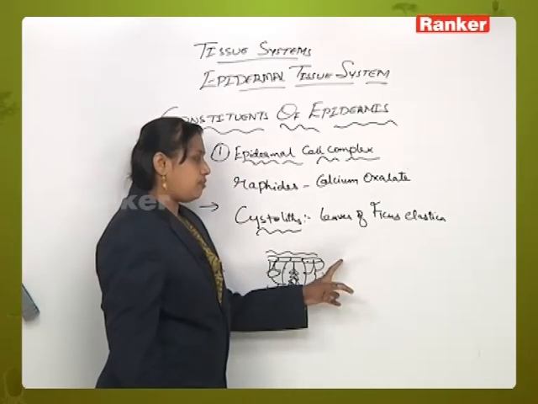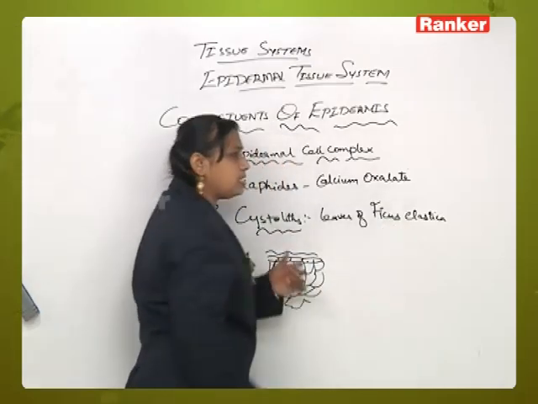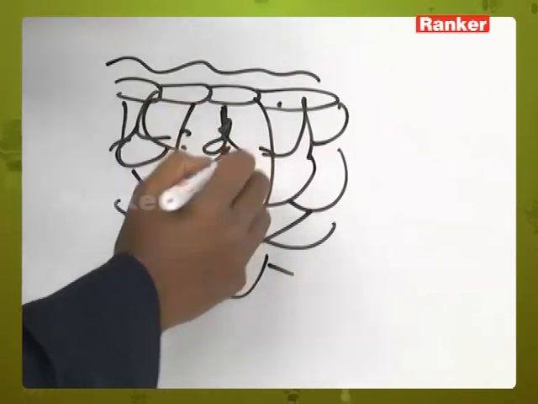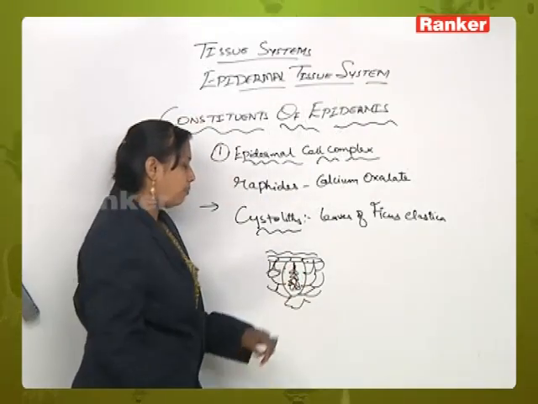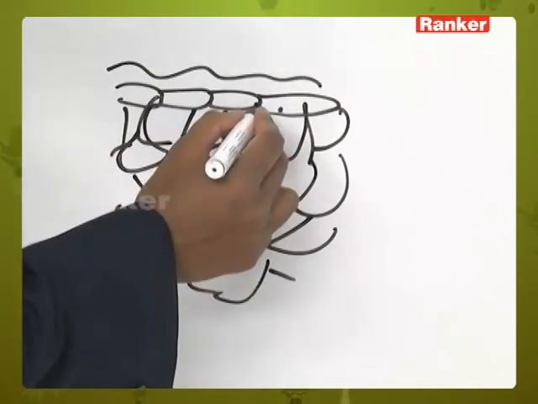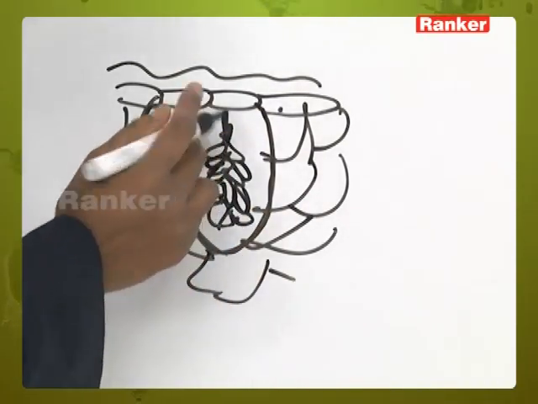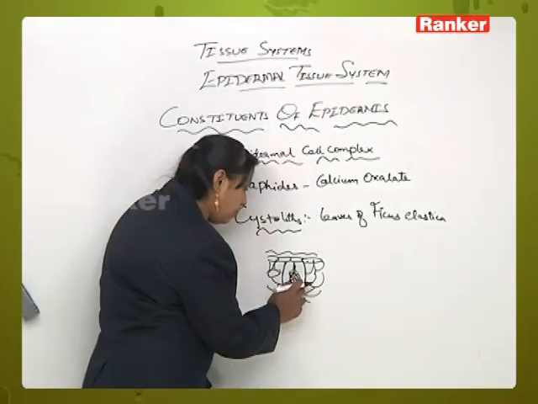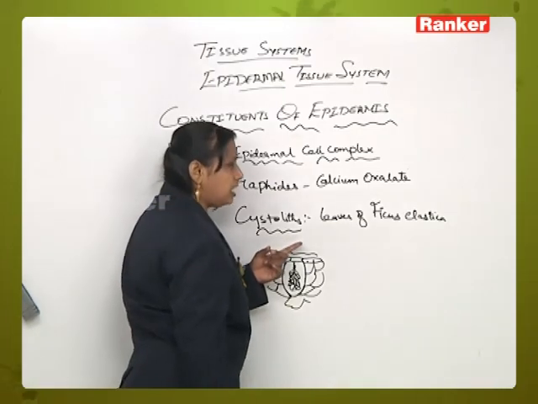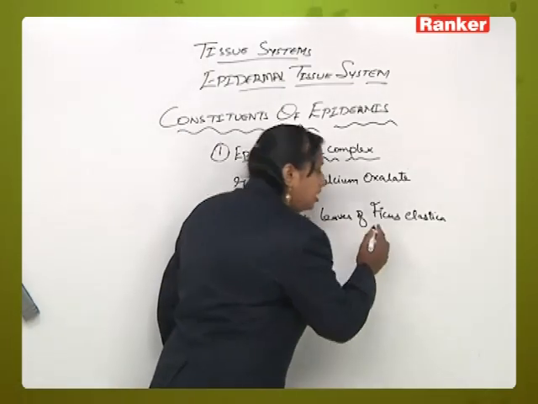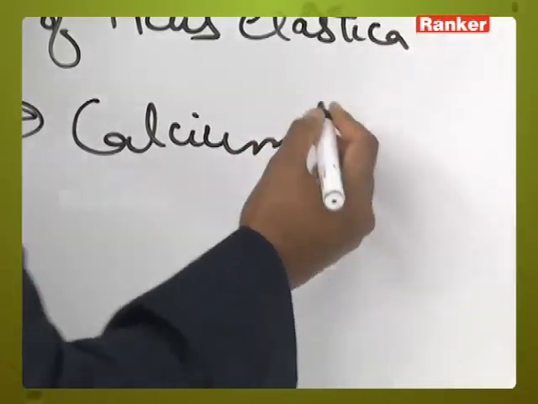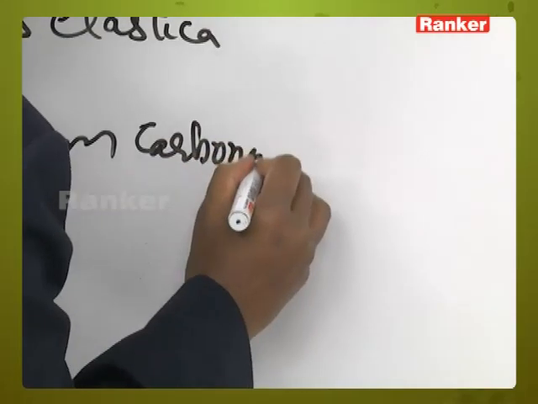For example, in the leaves of Ficus elastica, you will see special epidermal cells called cystoliths, which hang from a stalk and appear as if they are a bunch of grapes. These are normally seen in the leaves of Ficus elastica. And what are these cystoliths made up of? They are made up of crystals of calcium carbonate.